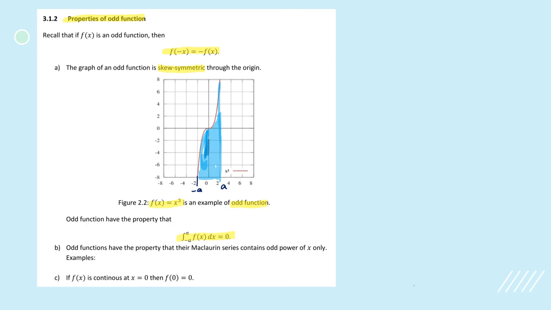Odd functions have the property that their Maclaurin series contains odd powers of x only. An example of an odd function is x cubed, and so on. And if f(x) is continuous at x equal to 0, then f(0) equals 0.